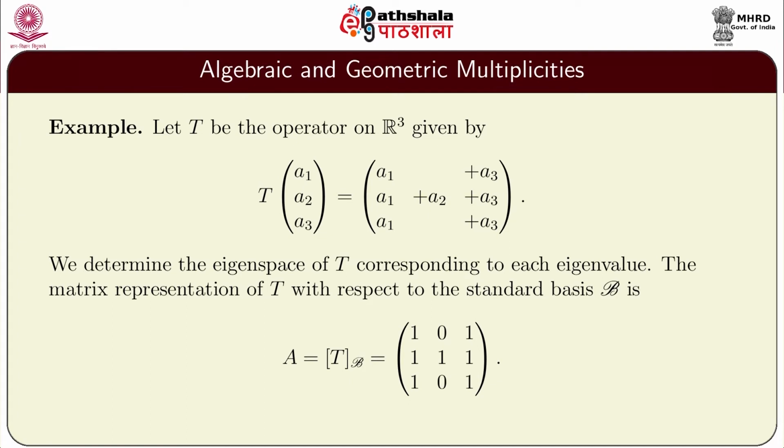Let T be the operator on R3 given by T of (a1, a2, a3) is equal to (a1 plus a3, a1 plus a2 plus a3, a1 plus a3). It is written in the column matrix form. Now, we determine the eigenspace of T corresponding to each eigenvalue. If we choose the standard basis B for R3, then the matrix representation of T with respect to the standard basis is given by this matrix A, which is a 3 cross 3 matrix whose first row is 1 0 1, second row is 1 1 1 and the third row is 1 0 1.